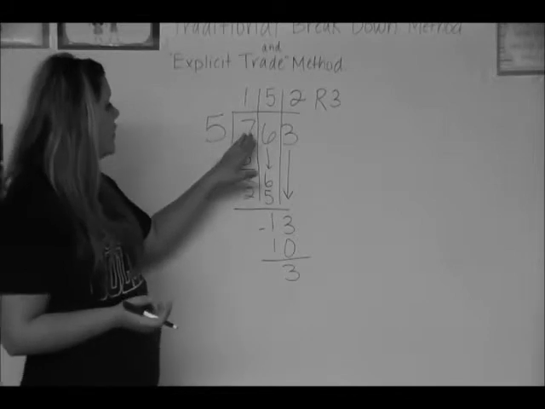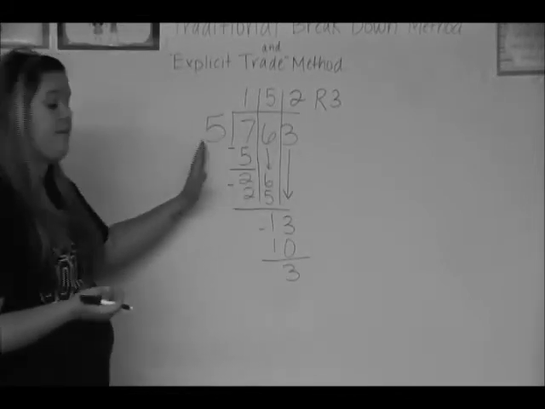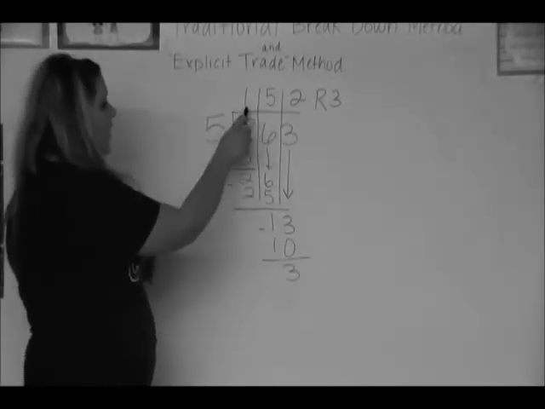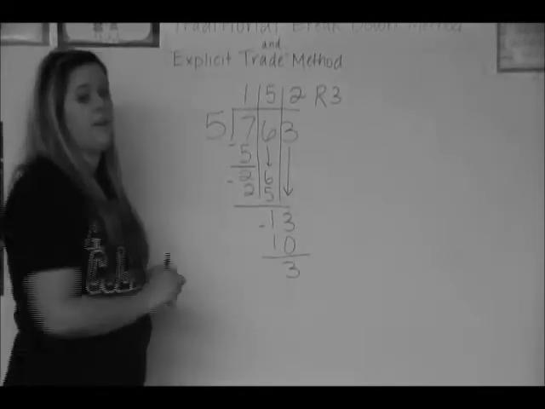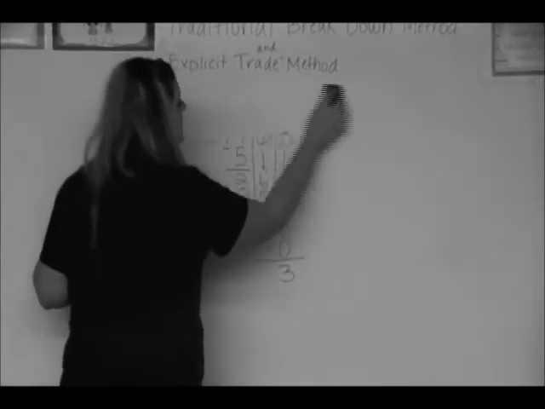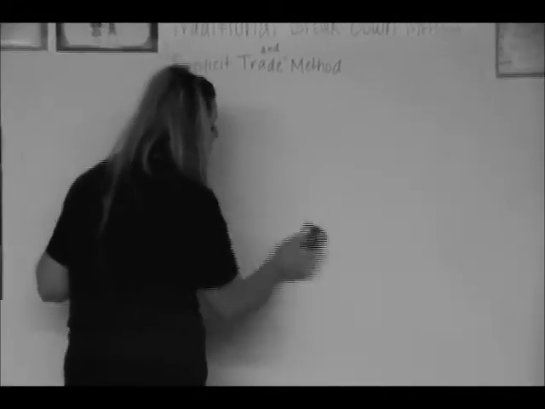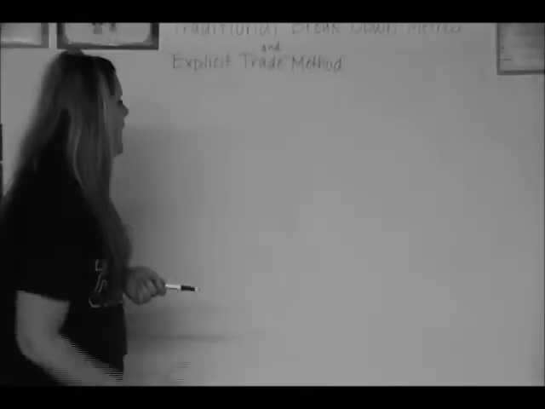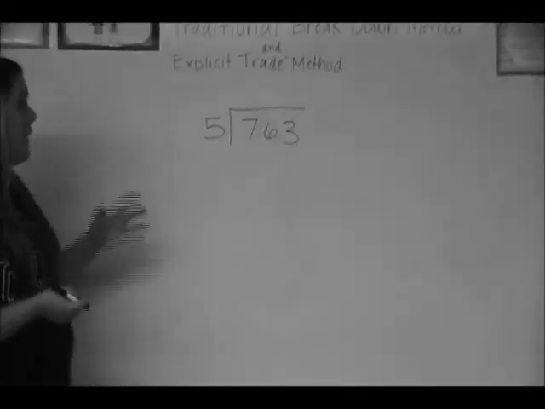Or 763 divided by 5 equals 152 with a remainder of 3. Now we are going to look at a different method using the same division problem. And we are going to divide 763 by 5 again. Except for this time, we are going to use the explicit trade method.